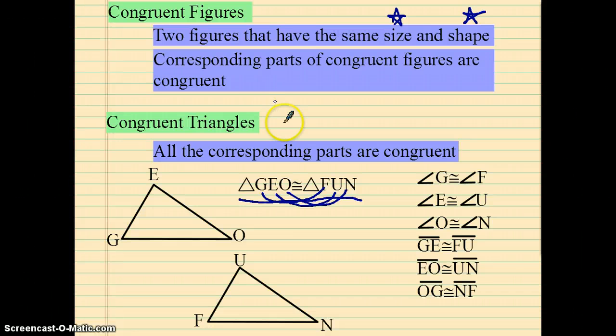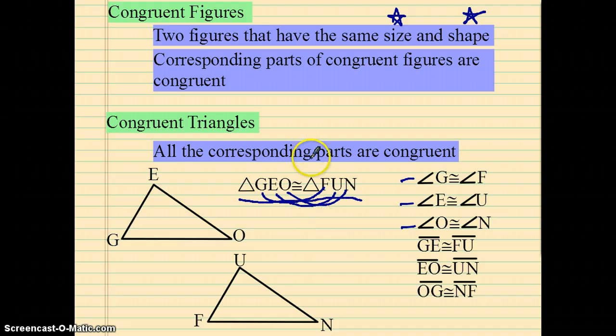Okay, now just by looking at this, we can already identify, well, if this is true, then angle at G is going to be the same as the angle at F. So we can say that angle G is congruent to angle F, and the angle at E is going to be congruent to the angle at U. So angle E is congruent to angle U, and the angle at O is congruent to the angle at N.